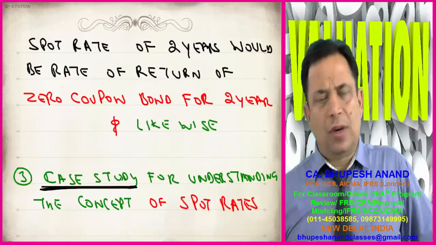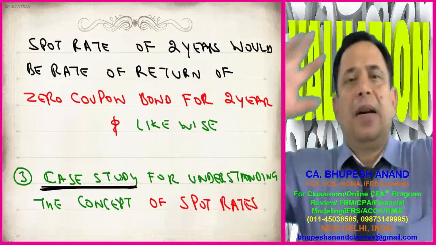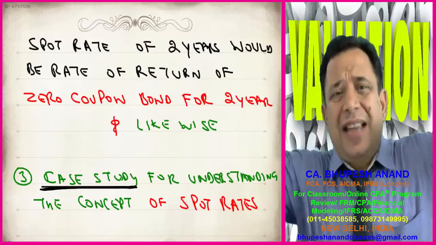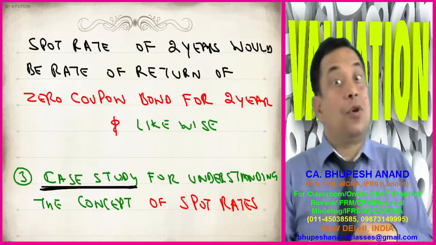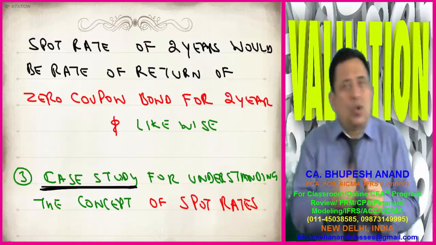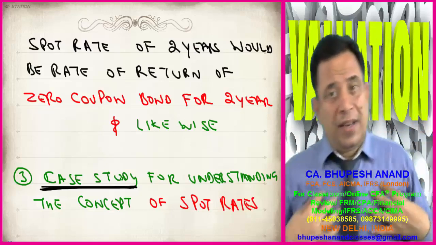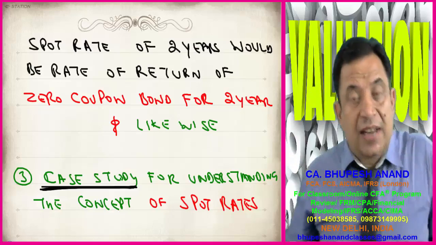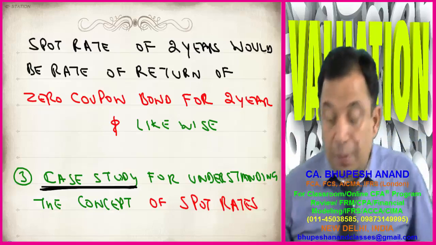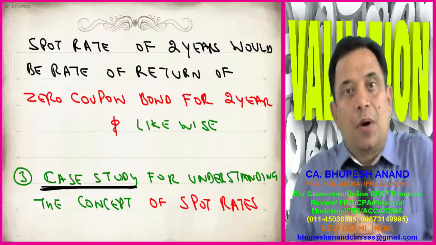Similarly, we can calculate for second, third, and fourth. But the point is, with the help of this case study, point number three, I am using a case study now. With the help of this case study, I want to tell you what is the actual meaning of spot rates. So, my dear friends, please take out your calculators. I want to explain with the help of this case study what I mean by spot rates, and it will be helpful to us in practical problems.